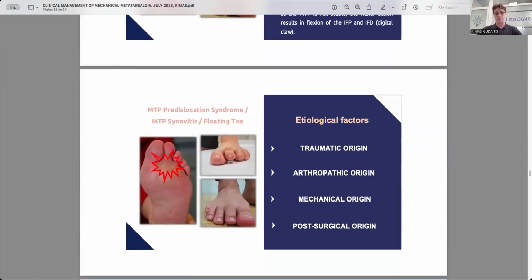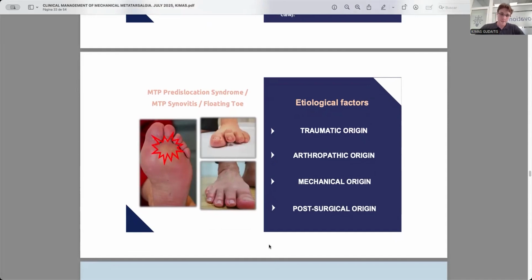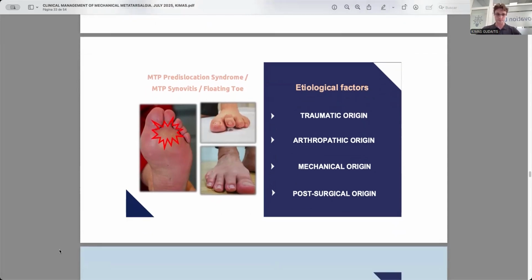The causes of the plantar plate problems are multiple. They can include traumatic injuries, inflammatory arthropathies, mechanical overload, or the presence of a floating toe after surgical procedures. We often see this kind of complication after performing the whale type surgeries.